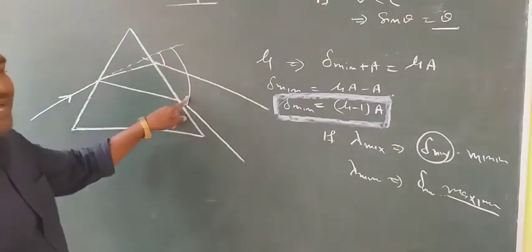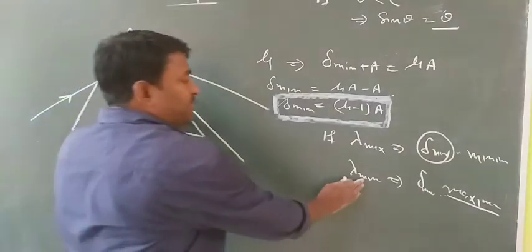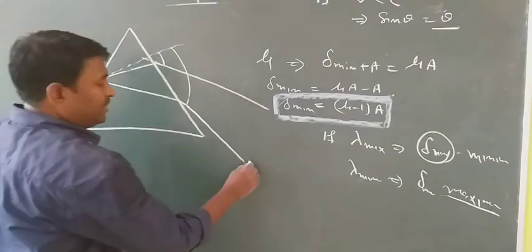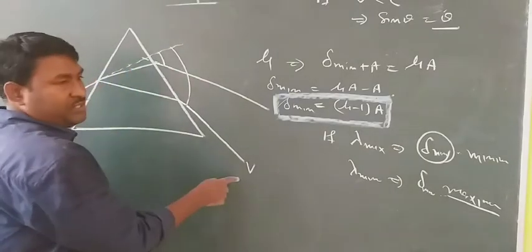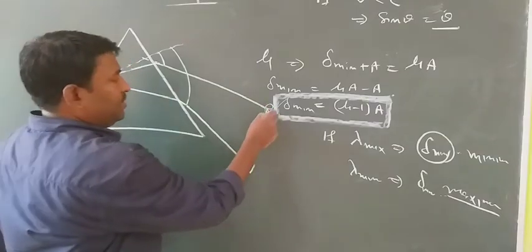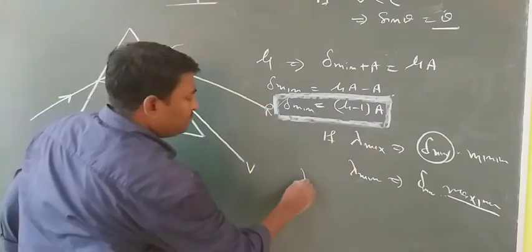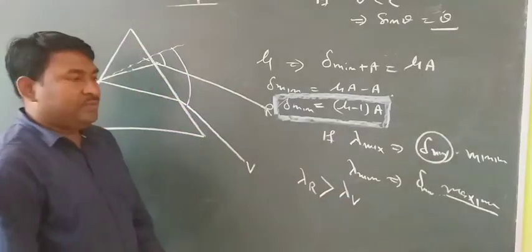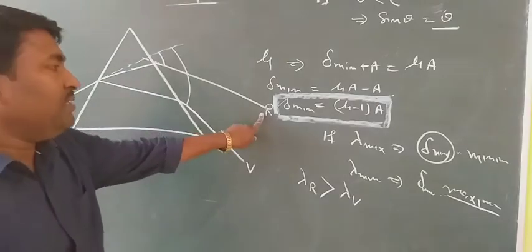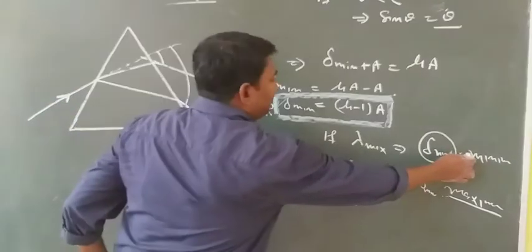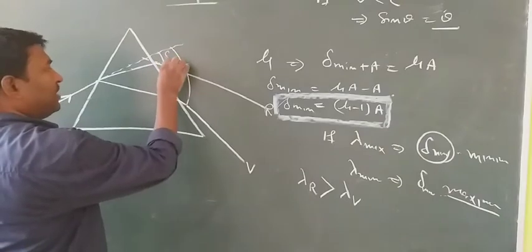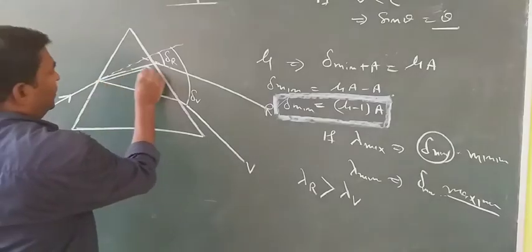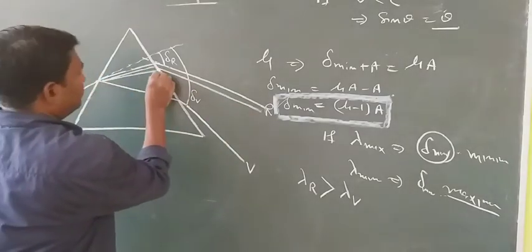So this deviation is maximum. It is clear that if deviation is maximum, then the wavelength for this light ray will be minimum, that is V, violet. And this is for red. Since the wavelength of red is greater than the wavelength of violet, and since red has maximum wavelength, its deviation is minimum. So this is the deviation for red light and this is the deviation for violet. And for all other colors, it will deviate like this.